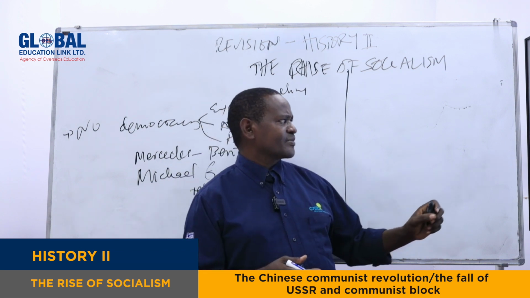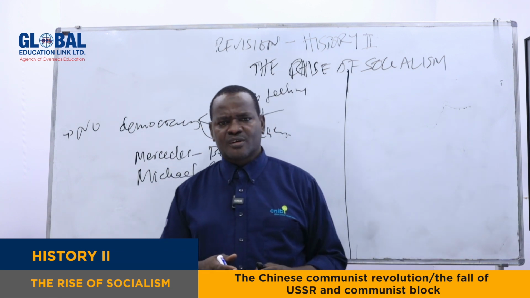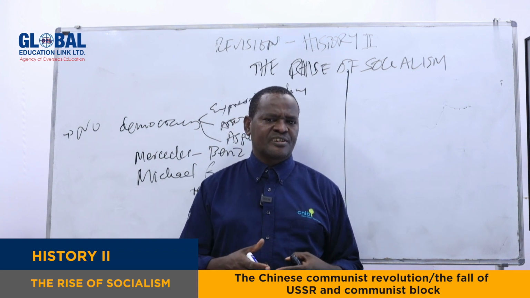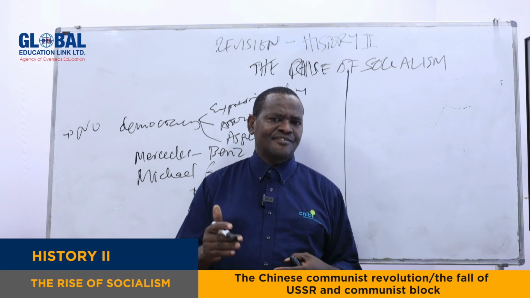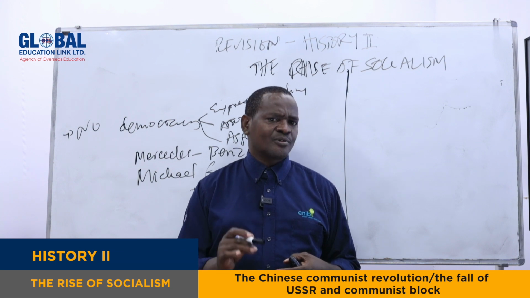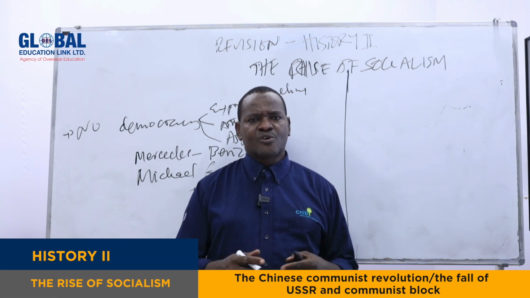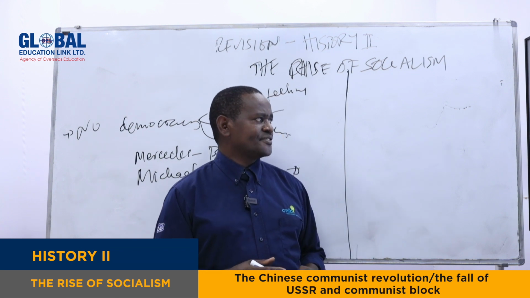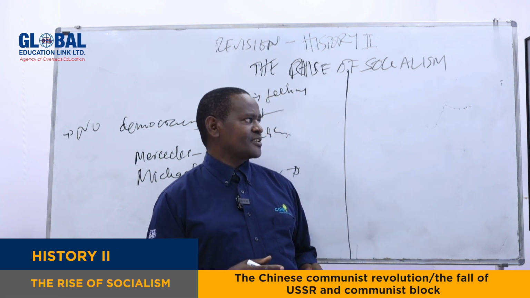Another point is that it led to the end of Cold War. The Cold War, remember we said, was built upon the basis of ideological differences. So the collapse of socialism and the USSR meant that one of the very important pillars of Cold War had also collapsed. So the Cold War came to an end with the collapse of socialism in Eastern Europe and the collapse of USSR.